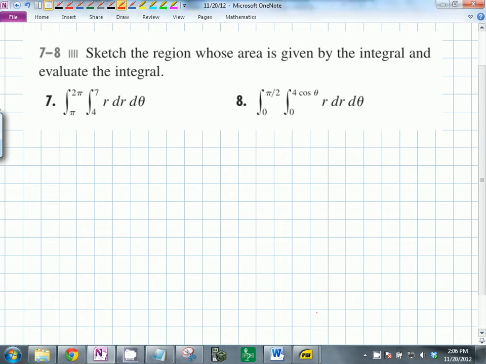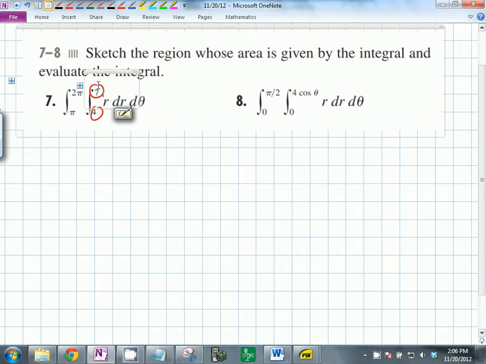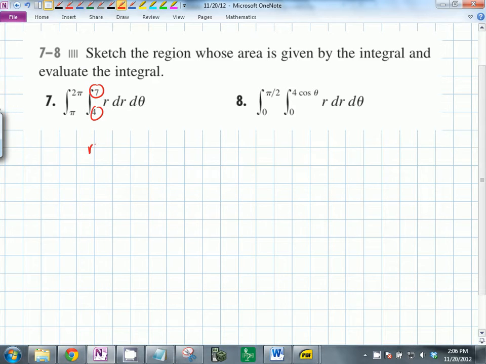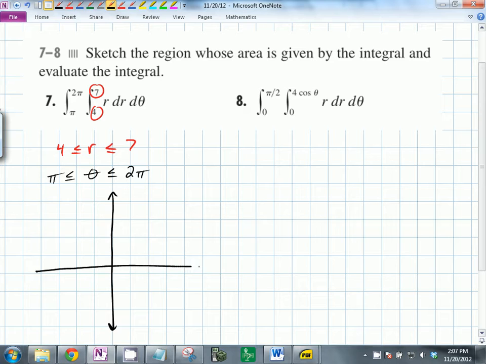Okay, so these values, 4 and 7, are they r values or theta values? So you know that r is between 7 and 4. And what is theta between? Pi and 2 pi. So what's the shape called? A what? Polar rectangle. Thank you. There you go.